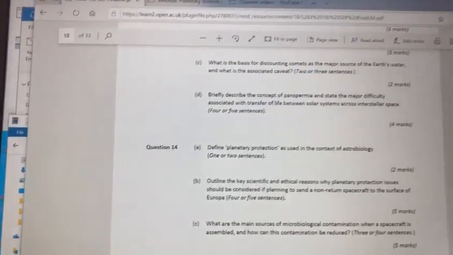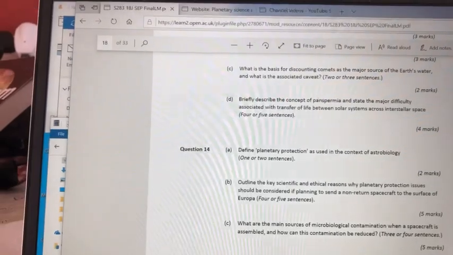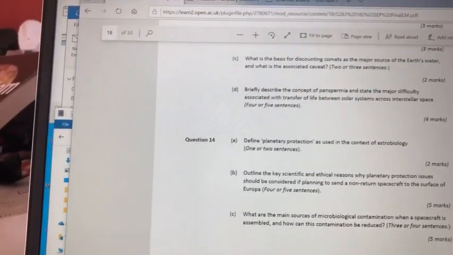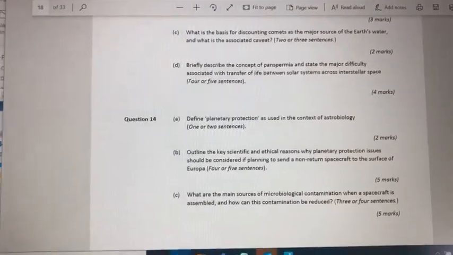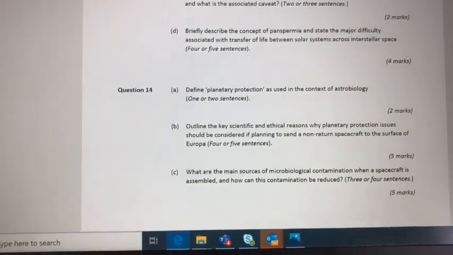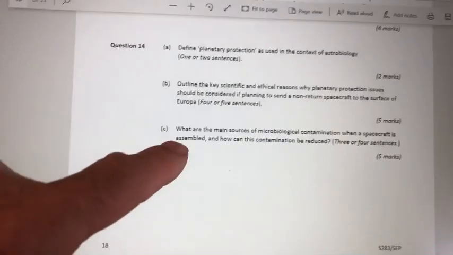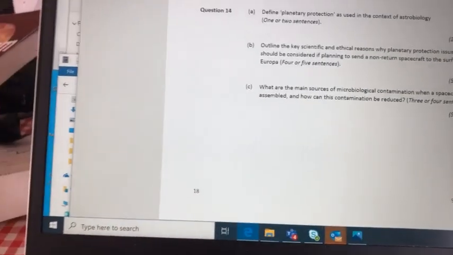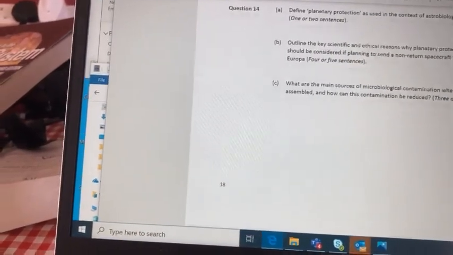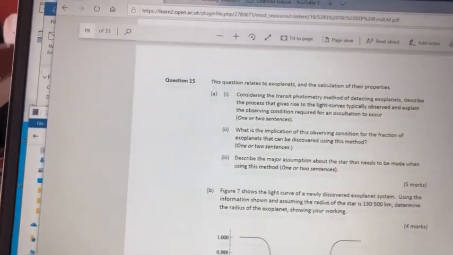Talk about planetary protection. That's how we try to stop us contaminating other planets and avoid contaminating the Earth by bringing samples back from other places to the Earth. And there's some ethical issues to discuss there. How do you sterilise spacecraft? 2 more questions to go, aren't there?